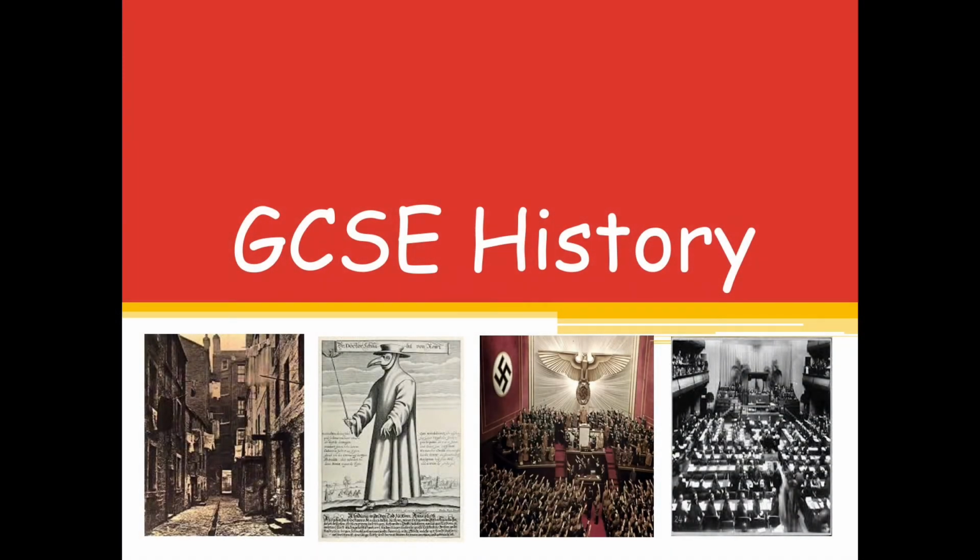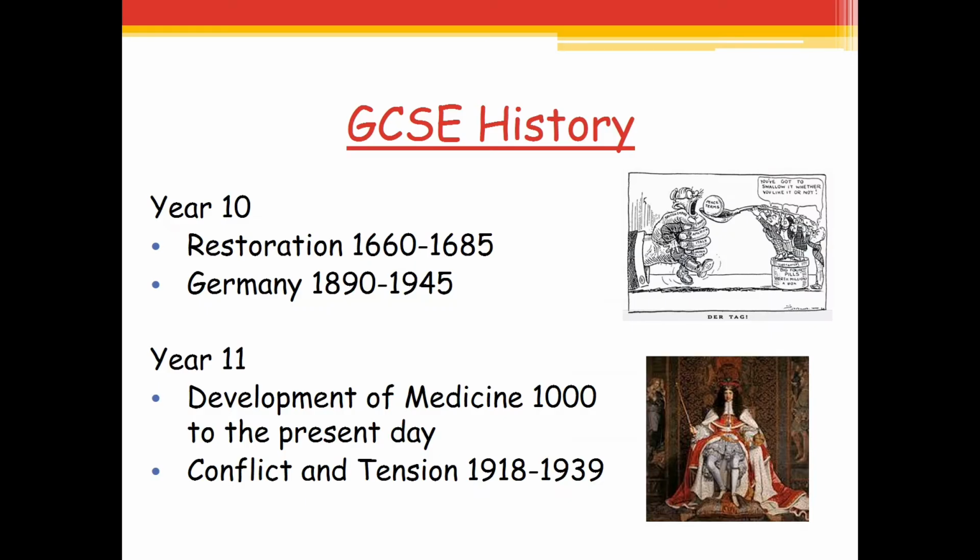I just want to spend a few minutes going through the GCSE History course that we offer at Brine Leas. So GCSE History includes 4 modules, of which you'll study 2 in Year 10 and 2 in Year 11.